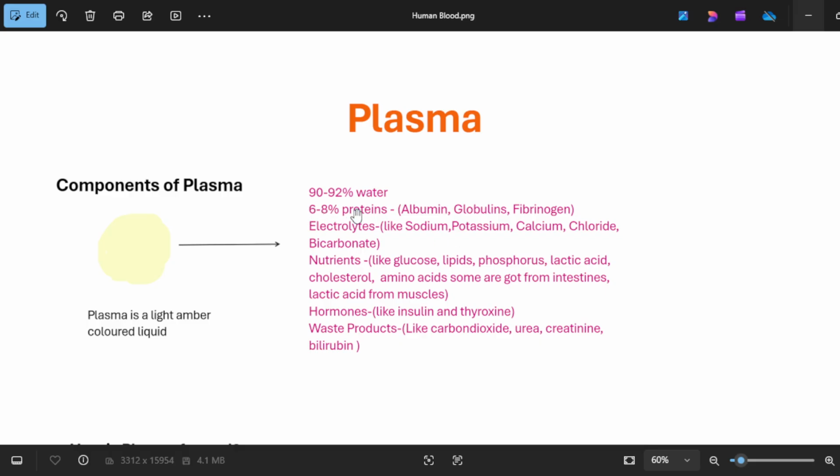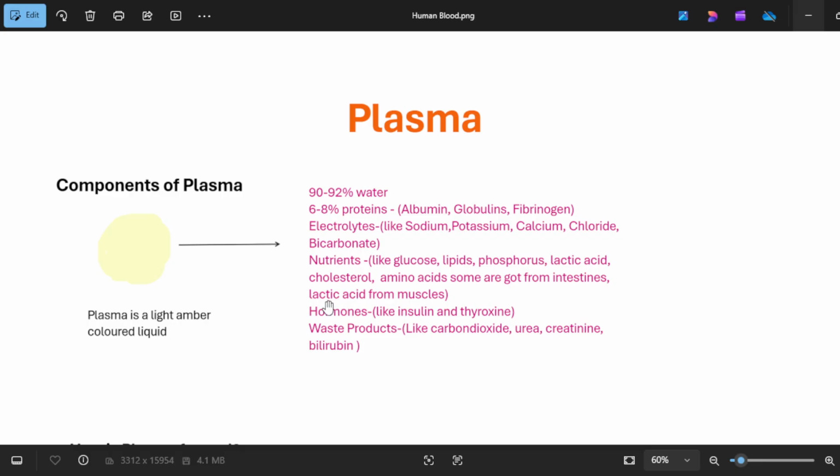6 to 8 percentage are made up of proteins, which are albumin, globulins, and fibrinogens. Just remember, these are manufactured by our liver. Next are our electrolytes like sodium, potassium, calcium, chloride, bicarbonate. So it contains so many components. Not only that, it also contains glucose, lipids, phosphorus, lactic acid, cholesterol, amino acids, and some are obtained from the intestine, some it absorbs from the muscles.